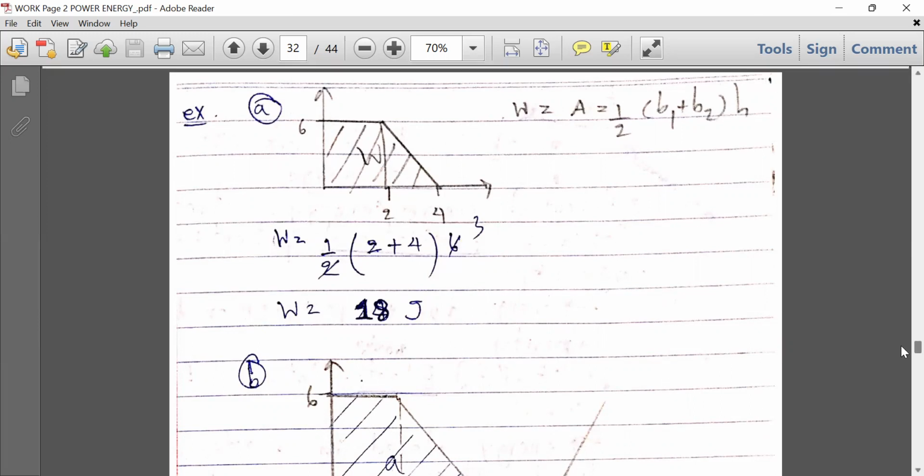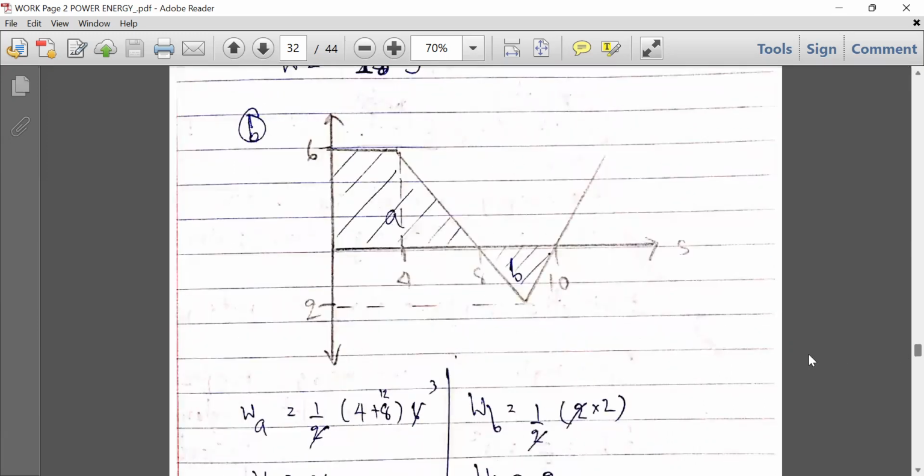How about the next example? Now in this example, you have a graph above the x-axis and another graph below the x-axis. How do you get the total work done? Always remember, the area above the x-axis is positive. The work done is positive. And below the x-axis means there's negative work done. This one is positive work, this one is negative work. Above, below the x-axis, always remember that.